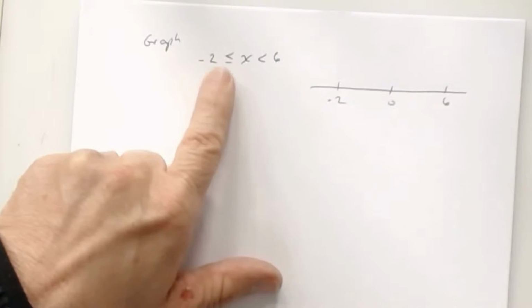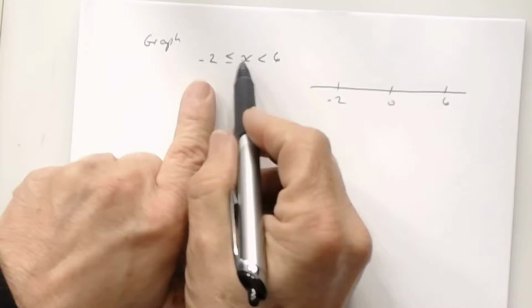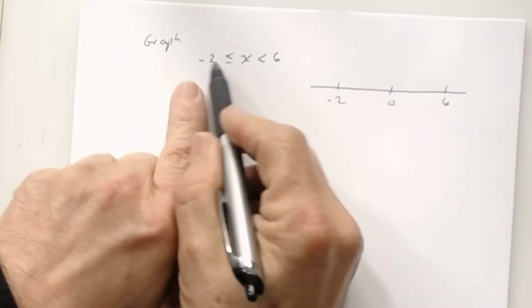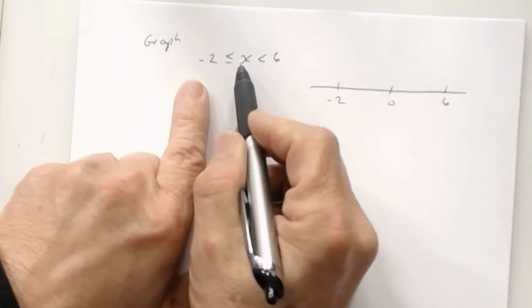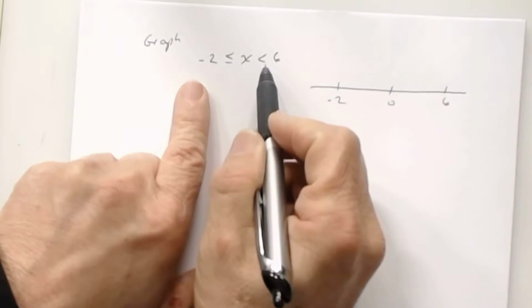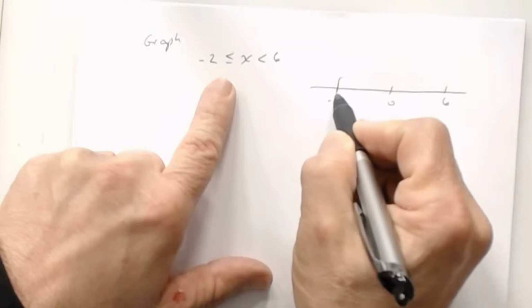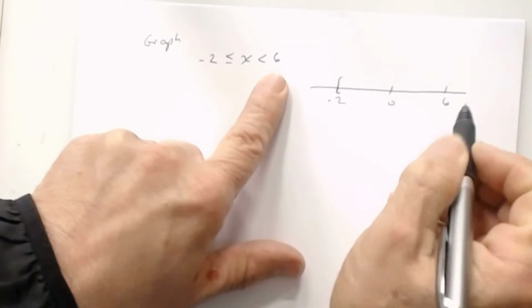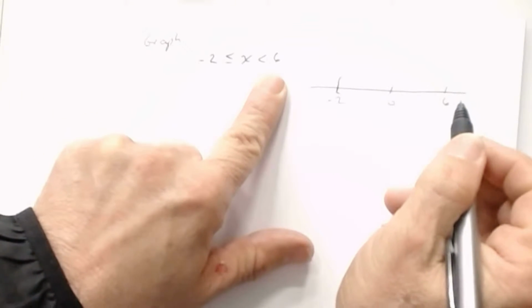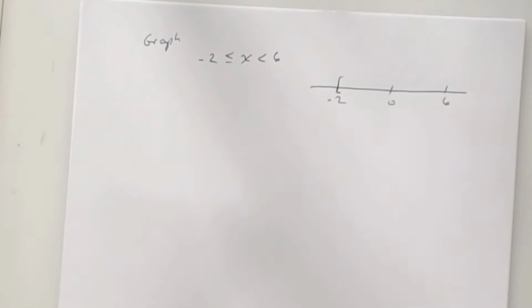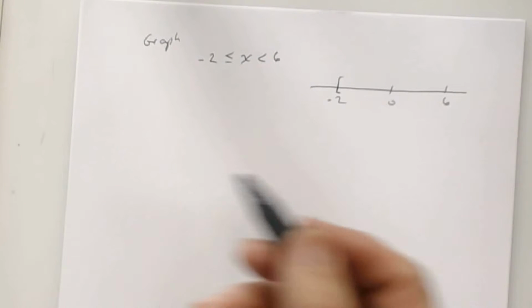And on negative 2, is negative 2 a solution? Yes, because if I say x is negative 2, is negative 2 less than or equal to negative 2? Yes, it's equal to. And is negative 2 less than 6? Yes. So I'm going to use a bracket because of the equal sign. For 6, am I going to use parentheses or brackets? Parentheses pointing which way? To the left.